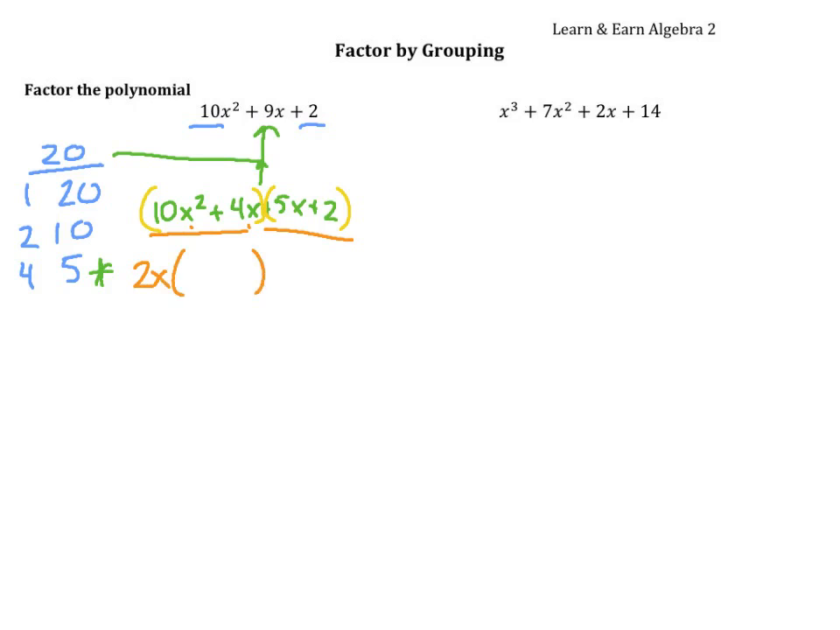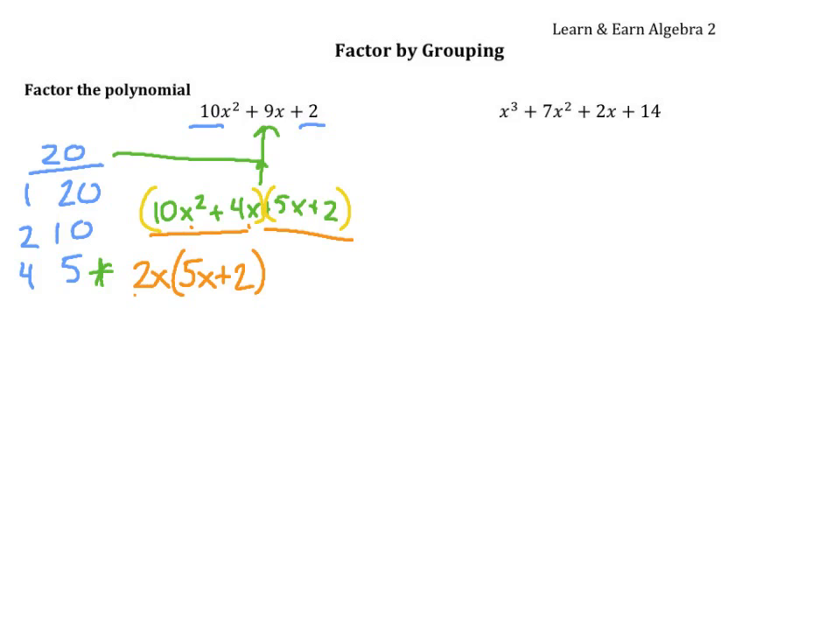Now, what's left over? Well, 2 times 5 is 10. And I started with 2 x's and I pulled out 1, so I have 1 left. My plus sign comes down. 2 times 2 is going to be 4. And I pulled out the x, so I have none left over.